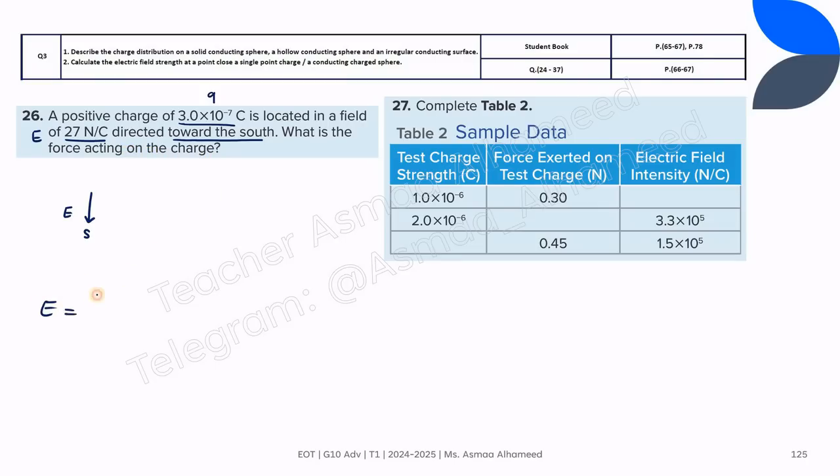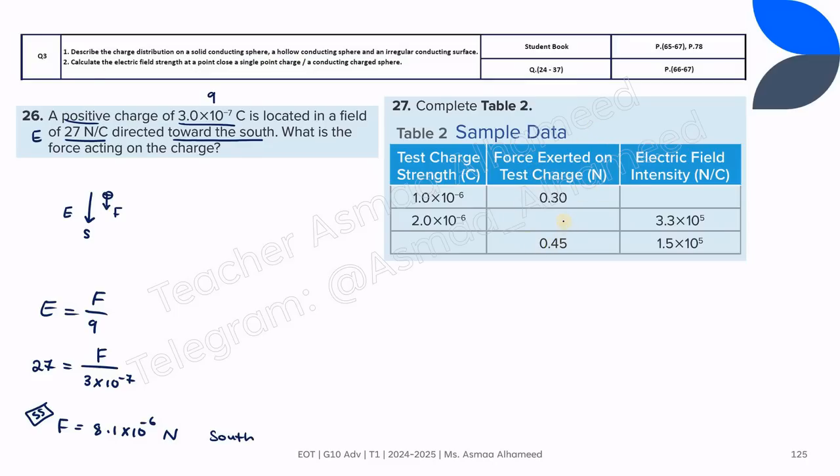So we say E is equal to F over Q, and we have E, which is 27, F is unknown, Q is 3 times 10 to power minus 7. We shift and solve, and the force will be 8.1 times 10 to power minus 6 Newton. In which direction? This is positive, so the force will be in the same direction. So this is the force, this is the direction of the force, so it will also be south.